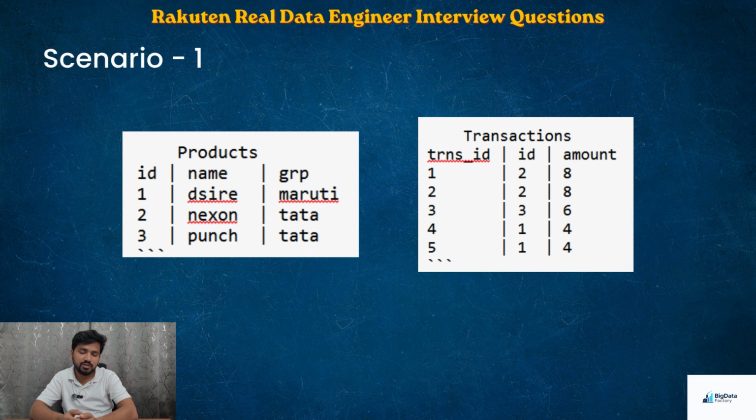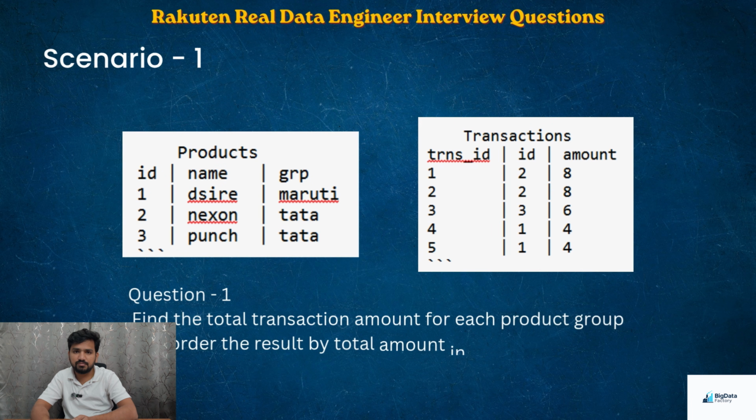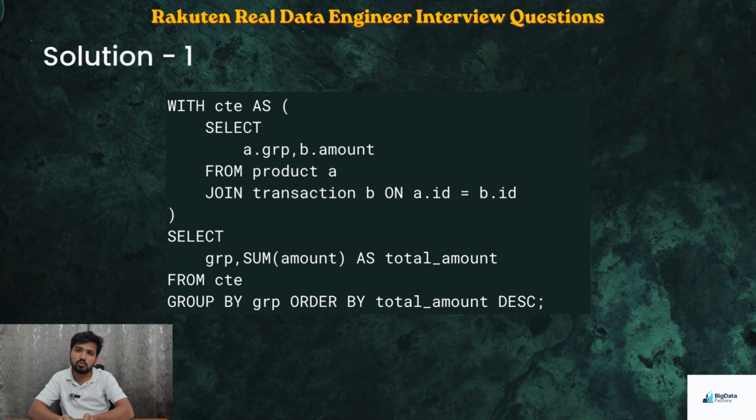There is one main question in this scenario. We have two tables. The first one is the product table and the second one is the transaction table. The interviewer asked me to find out total transaction amount for each product group and order the result by total amount in descending order. So here I used a join followed by aggregation. First, we join the two tables using the product ID. This gives us the group corresponding to every transaction.